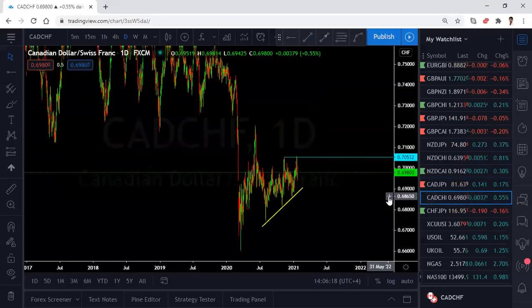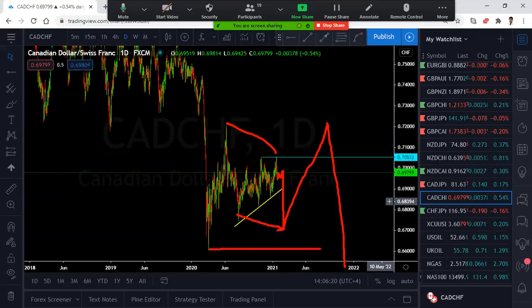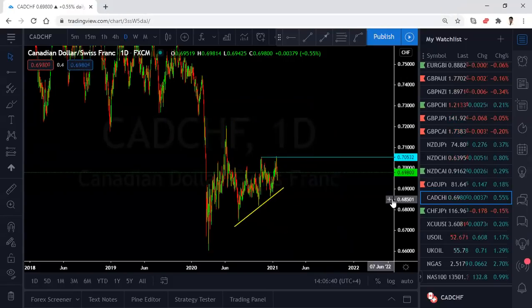CAD Swiss, this is a bit easy. This is not going anywhere. You get some consolidation here, come back to the low, go back up, and then come back down. We're looking at this pattern, this pattern, and then we're expecting a move down. This is a big consolidation.